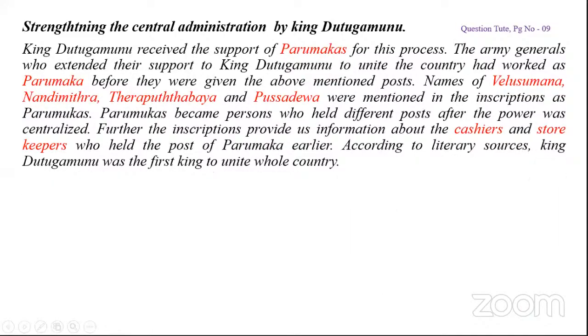Now we'll move on to the next slide. Strengthening central administration by whom? King Dutugamunu. He used the support of the Parumakas, the army generals who extended their support to King Dutugamunu to unite the country. They were Parumakas before joining the army: Velusumana, Nandimitra, Theraputtabhaya, Pustadeva. They were mentioned in inscriptions as Parumakas before joining the army. And further, the inscriptions provide us information about the cashiers and storekeepers who earlier held the post of Parumaka.